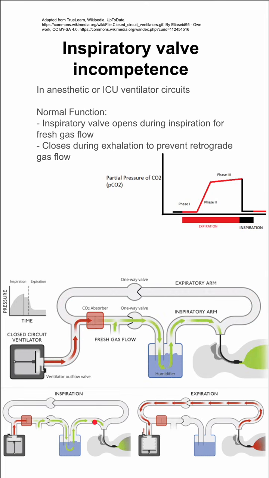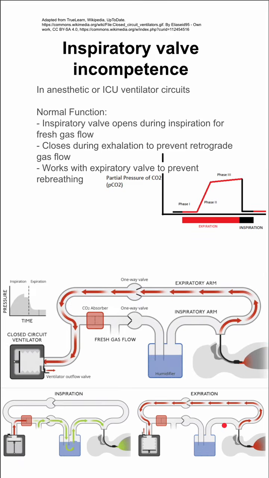And your inspiratory valve should close during exhalation. So again, during exhalation, you want that flow to continue going in the counterclockwise direction. So your inspiratory valve, which will be down here, should be closed during exhalation. It works with the expiratory valve. The expiratory valve would be on this side of the circuit to prevent rebreathing.